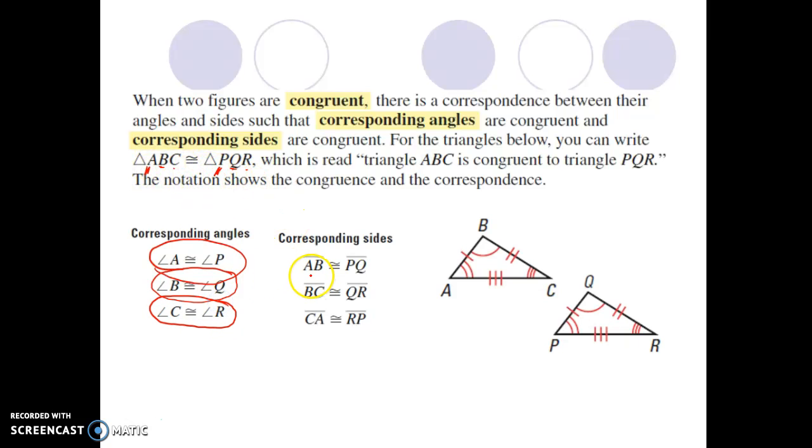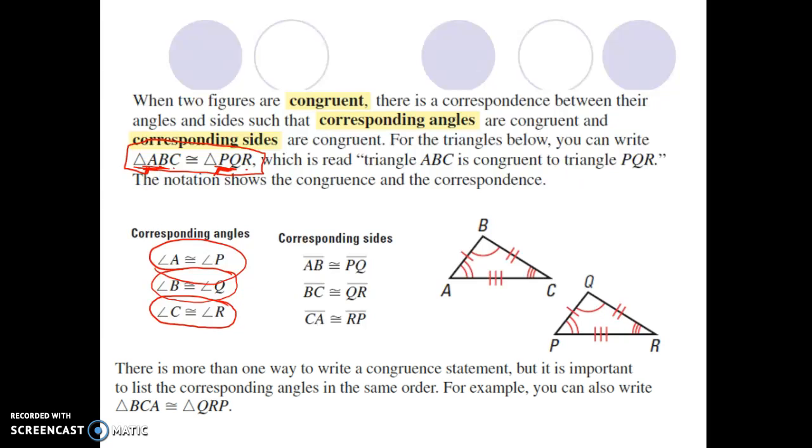Do the same thing for sides. I have side AB are the first and second, and side PQ are first and second. And again, this repeats. BC were the second and third, QR were the second and third. CA were the third and first, RP are the third and first. So by given this congruent statement right here, you can automatically know without looking at the picture which sides and angles are going to be congruent.